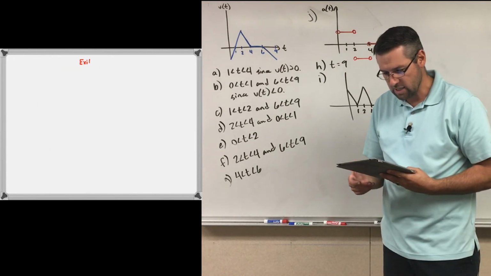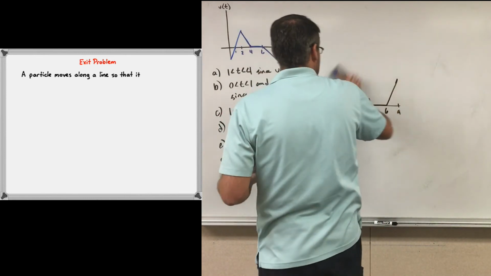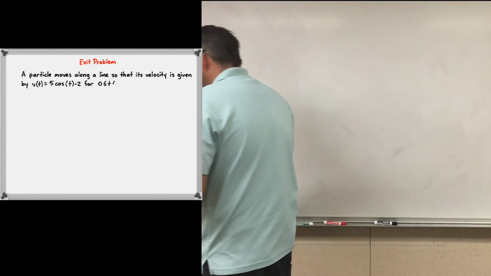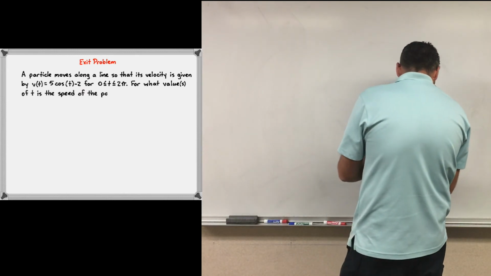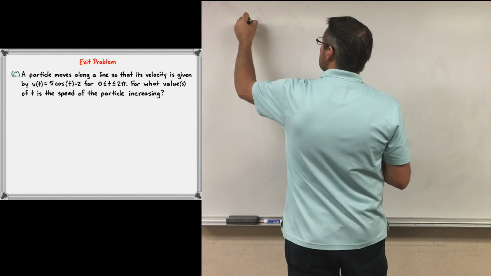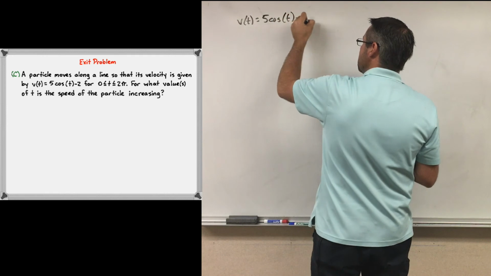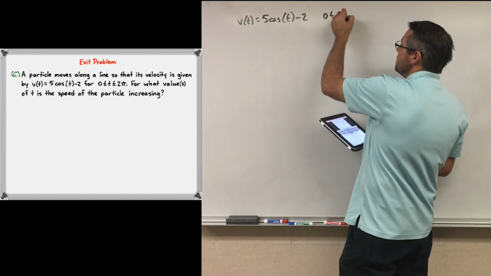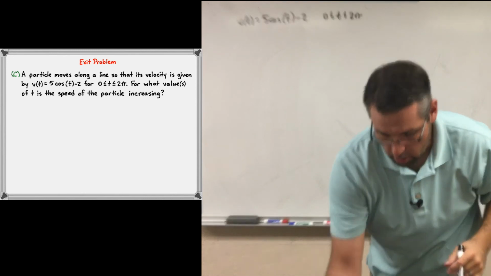All right, last problem here, exit problem. This is going to take the particle motion, apply it in an analytical sense. It gives us the function of velocity, and it tells us to, what does it tell us to do here? For what values of t is the speed of the particle increasing? All right, so velocity equals 5 cosine of t minus 2, and we're looking over the interval 0 to 2 pi. So we want to know when the speed of the particle is increasing.